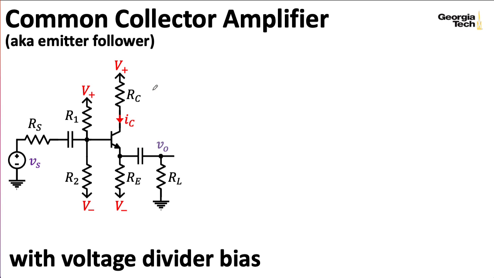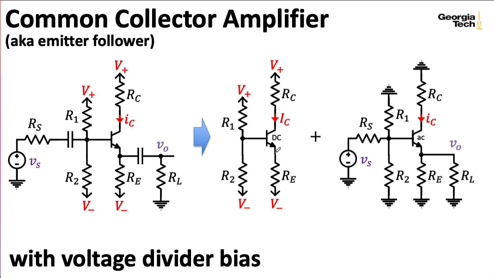So, as usual, we'll consider this to have two aspects. One is the DC bias circuit, and the other is the small signal, or you'll also hear people say AC circuit. So, in the AC circuit, these DC power supplies look like what we will call AC ground.